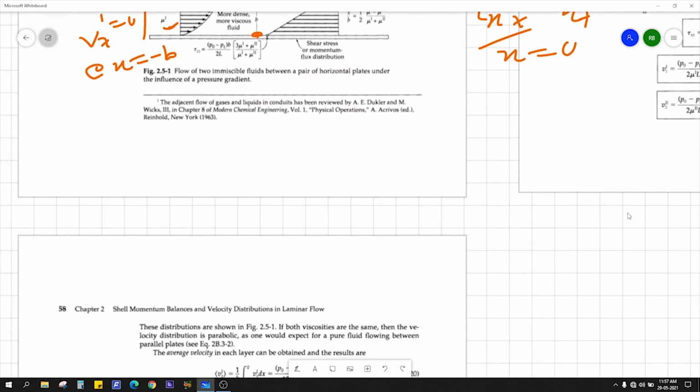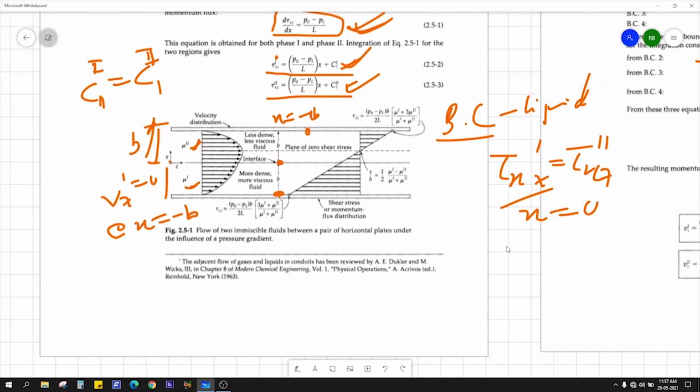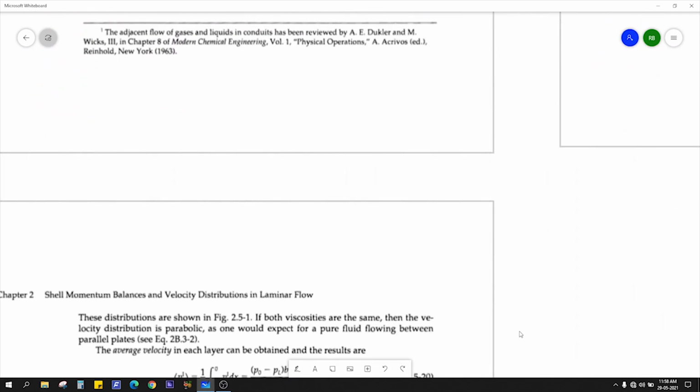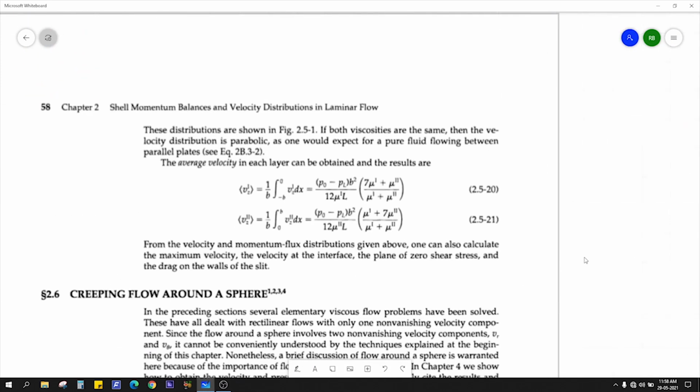Now if you plot it, you will get something like this, and then the shear stress profile like this. It is 0 at this point. So the velocity will be maximum at the zero shear stress. This velocity is maximum at this point, which lies in fluid 2. So you have got the shear stress and velocity profile.